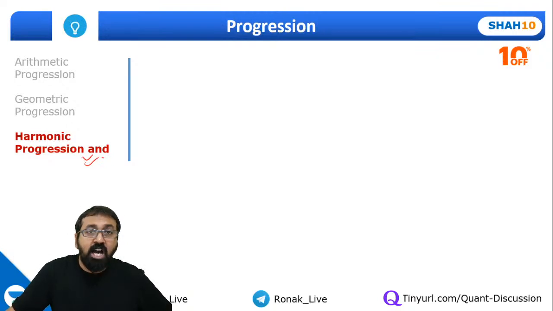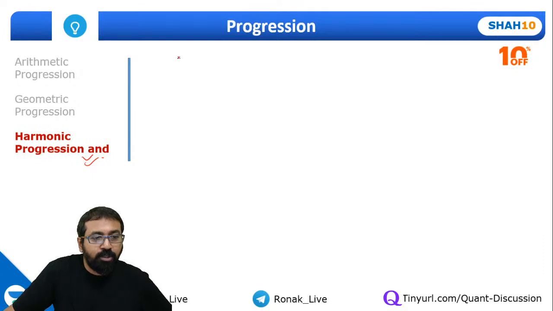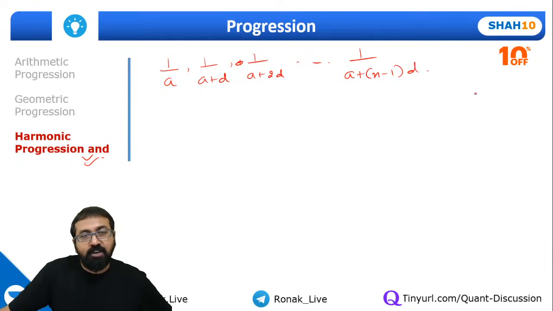So guys, as I mentioned, harmonic progression is a progression where if we take the reciprocal of each term, the resultant progression is an arithmetic progression. So harmonic progression can be represented in this way. If the first term is 1 by A, and the difference of the denominator term is D, then the second term will be 1 upon A plus D, the third term will be 1 upon A plus 2D, and so on and so forth. So the nth term will be 1 upon A plus n minus 1 into D. You can't easily find the sum of n terms in this case. It will be very difficult, right?